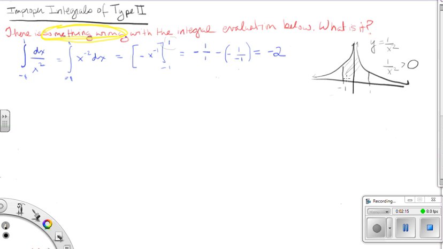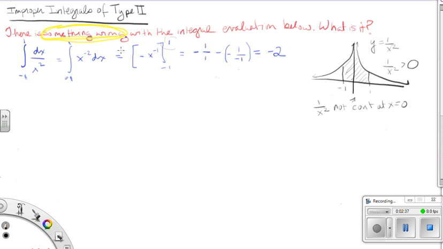But looking at this graph may give you a hint of what else is wrong here. What else is wrong? Yeah, it's not even defined at 0. Not defined, more to the point, it's not continuous. The integrand itself, 1 over x squared, is not continuous at x equals 0. That is where the issue is.